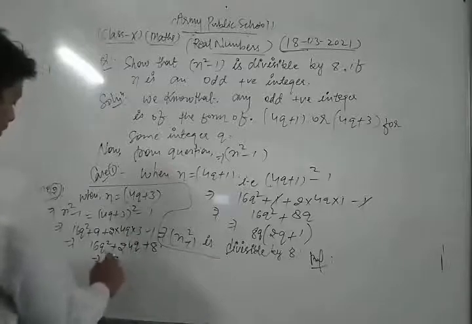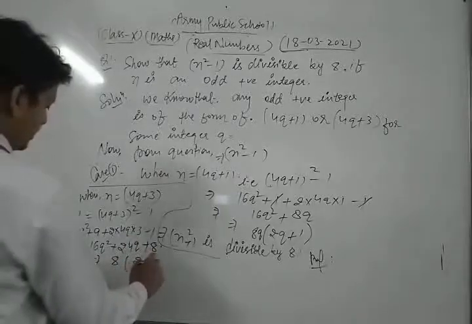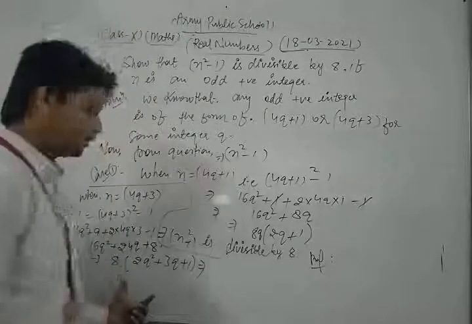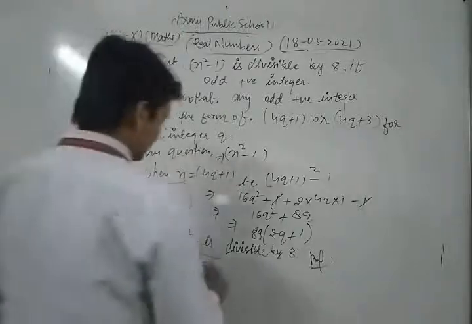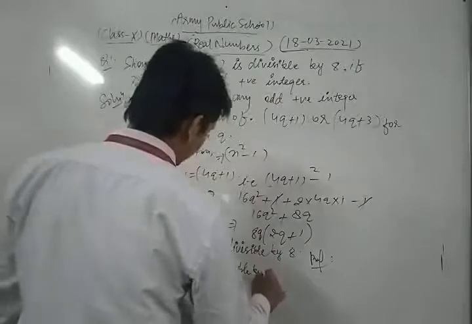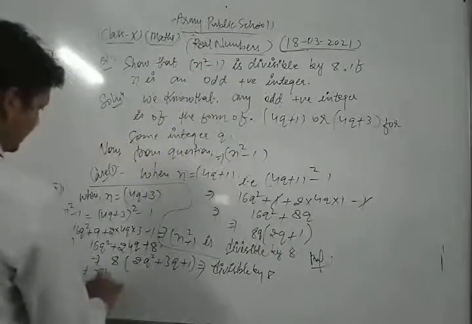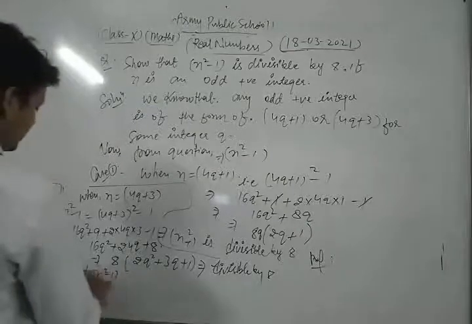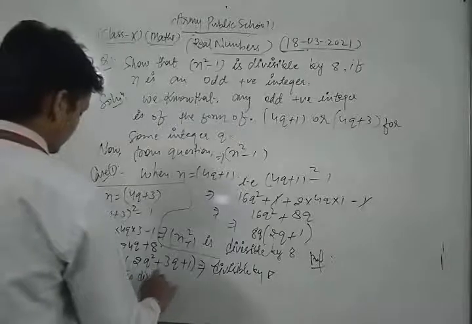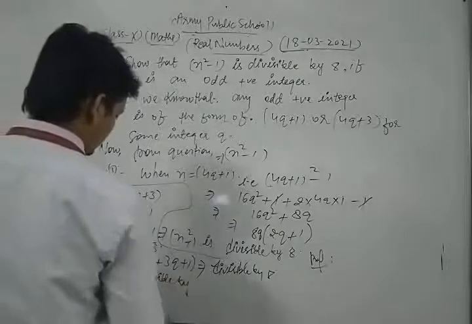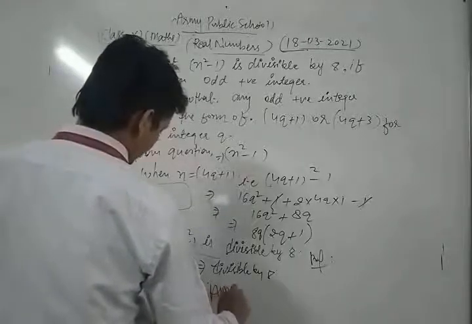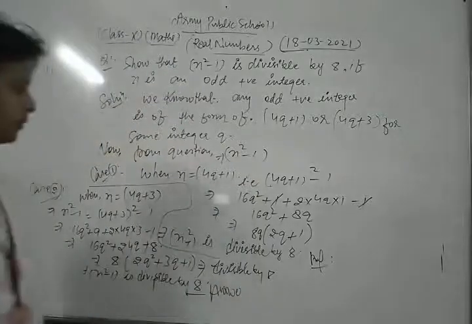Now we take 8 as common, so we get 8 into (2q square plus 3q plus 1), which is divisible by 8. That is, n square minus 1 is also divisible by 8. Hence proved.